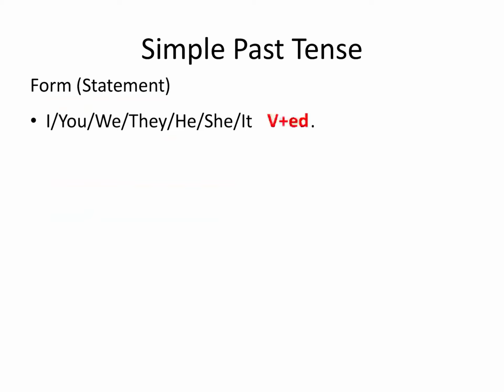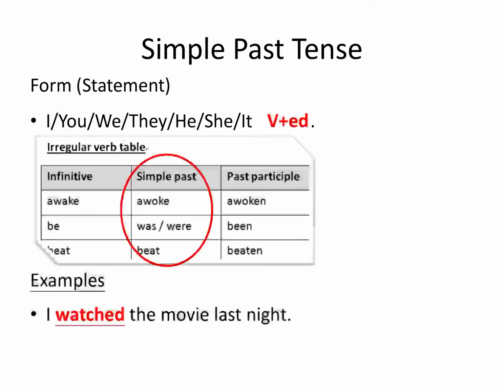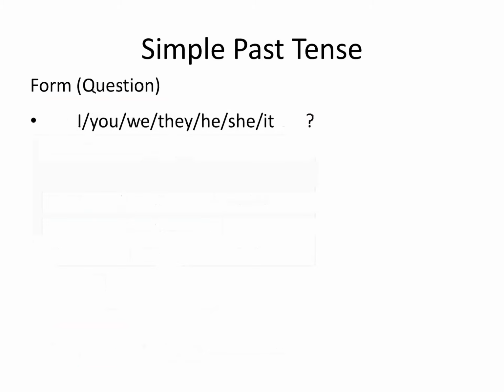Let's start with simple past tense. When it is a statement, we normally just add ed after the verb. But remember, there are also some irregular verbs. For example, I watched the movie last night. We just add ed after watch. But in the next example, she found the book yesterday. We have changed the word find to found. That's why you have to revise the irregular verb table very carefully.